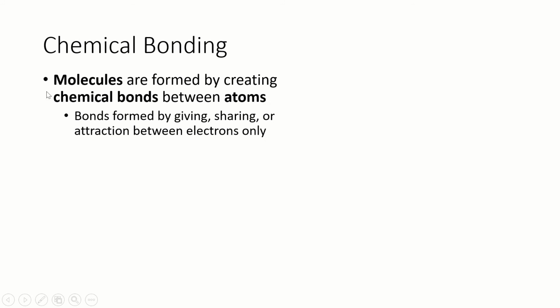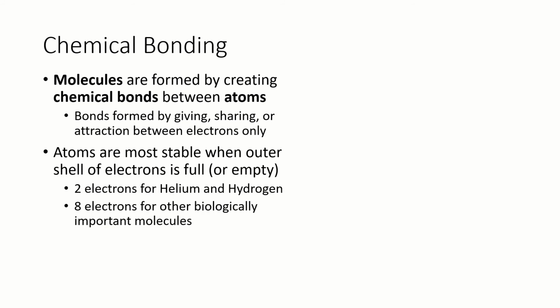Molecules are formed by creating these chemical bonds between atoms, and we can distinguish these bonds by whether the electrons are given, shared, or there's just an attraction between the electrons.